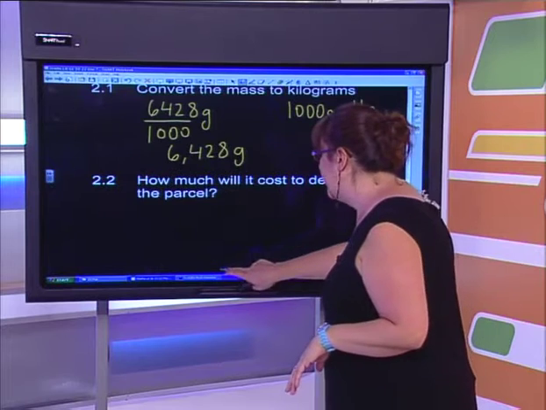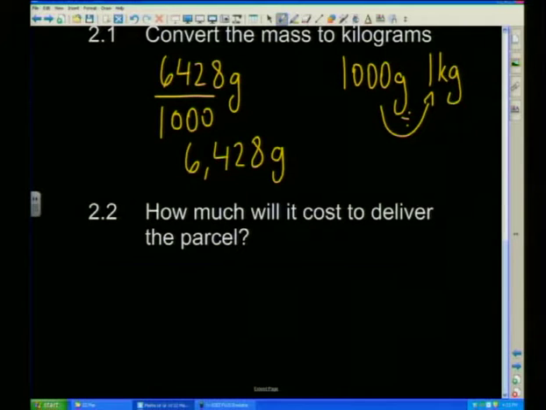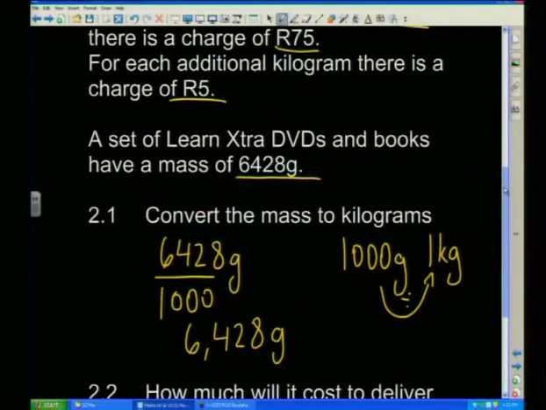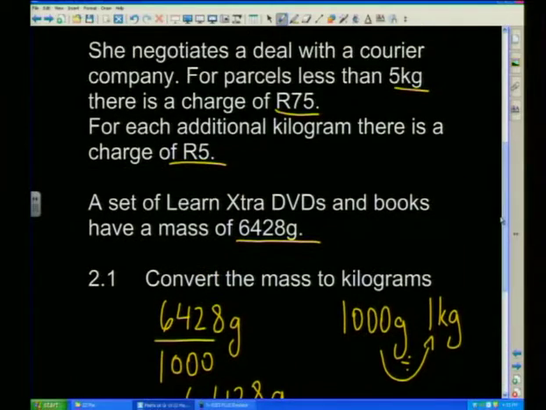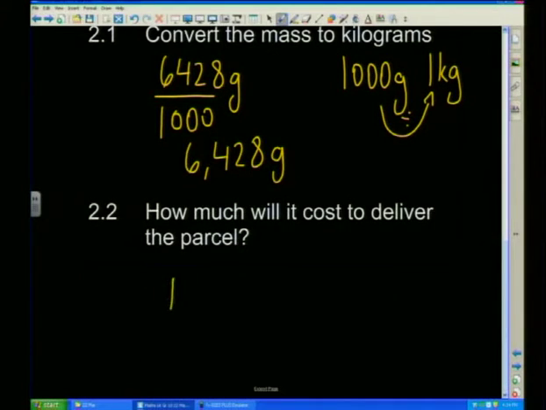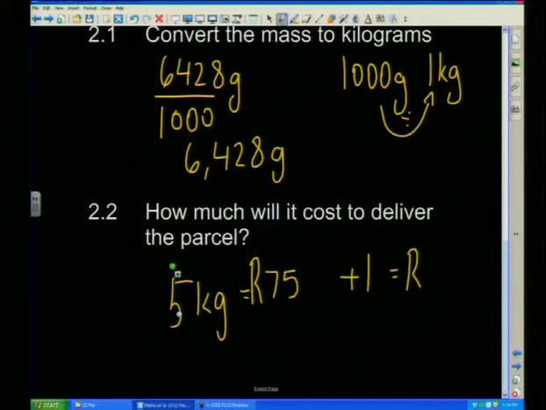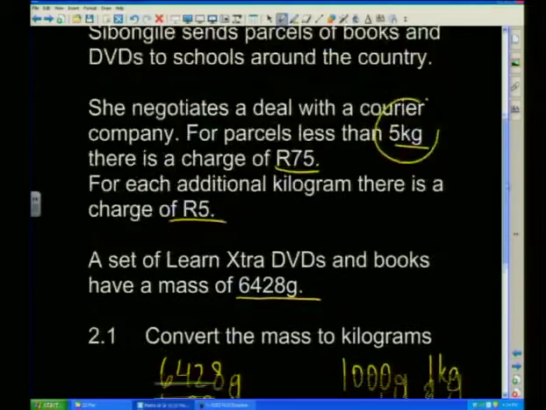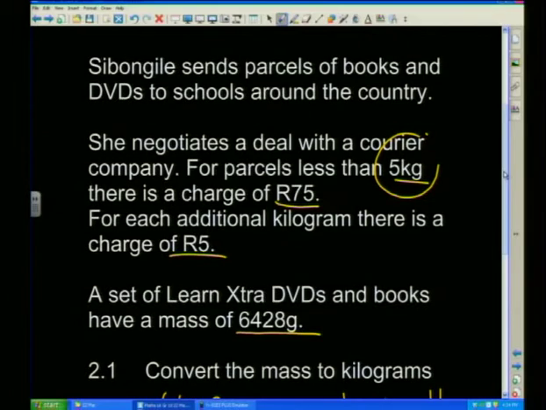I'm going to leave my answer exactly like it is, because now it tells me how much will it cost to deliver the parcel. So what do we know about delivering? For the first 5 kilograms, we're paying 75 Rand. So I know I'm paying for 5 kilograms, I'm paying 75 Rand. And then for every additional one, I'm paying an extra 5 Rand. I think it was 5 Rand. I'm just going to quickly go up to the question and check. It was an additional charge of 5 Rand.